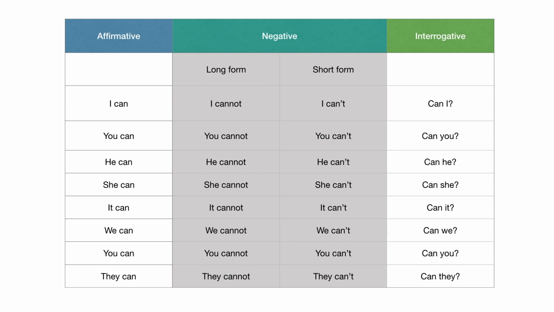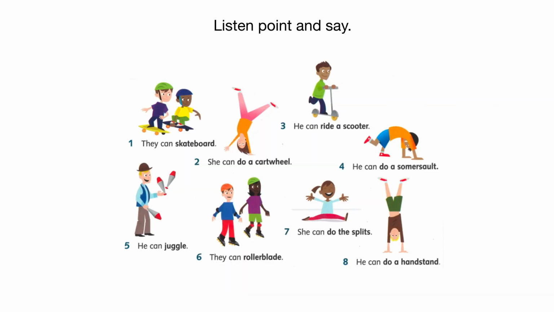Negative has 2 forms, long form and short form. Полная и краткая форма. And pay special attention to the long form because cannot is written in one word here. About short form, I'm sure everyone knows it. And about interrogative, we are going to talk about in our next webinar. And now let's have a look at some new words and phrases.